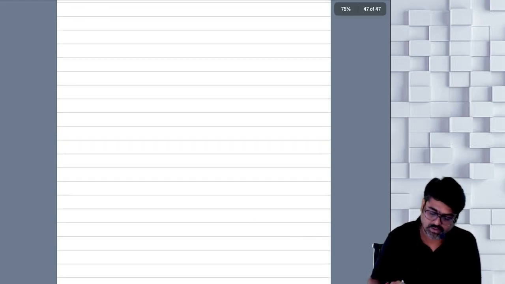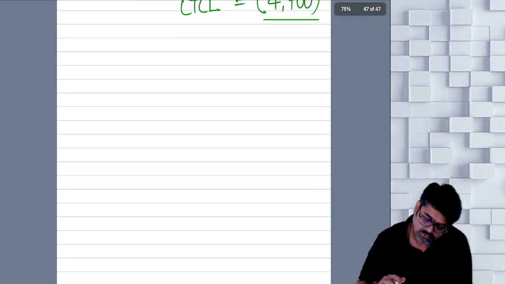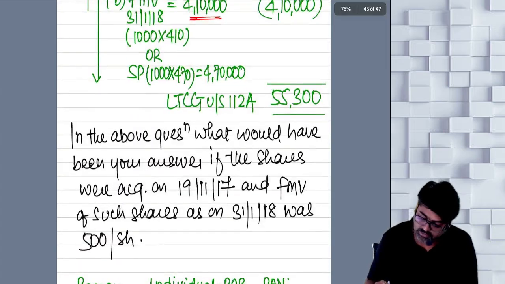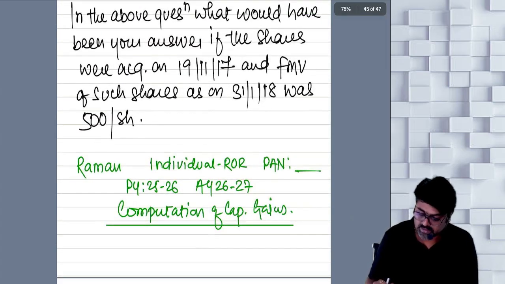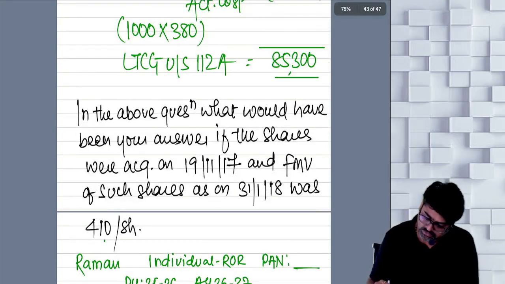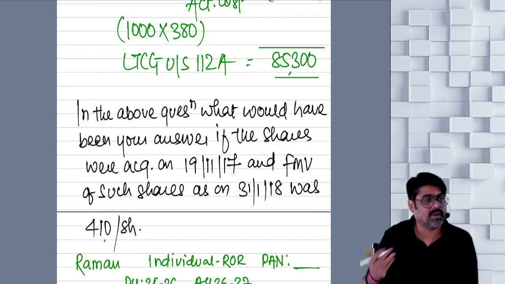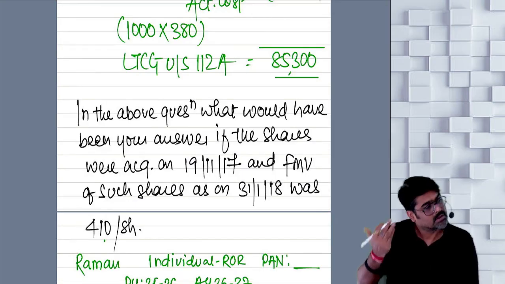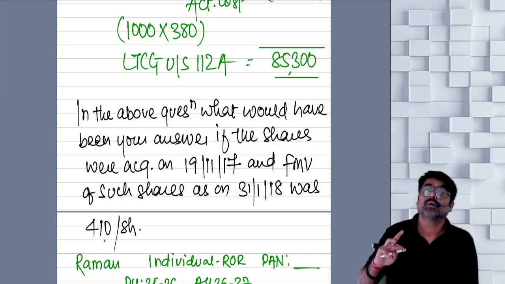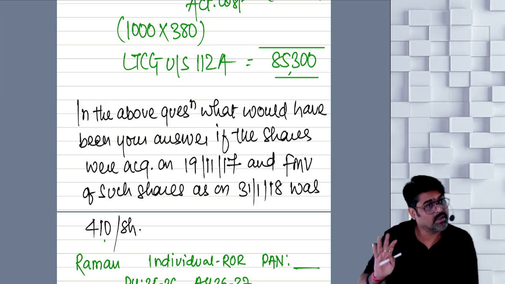One more thing. Now let's say in that same example, we'll take the cost as 380. What was the cost? 380. And we'll change the fair market value also, and we'll change the selling price also. Two things we are changing: the fair market value as well as the selling price. Both the things we are changing.